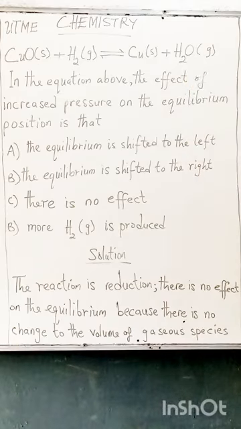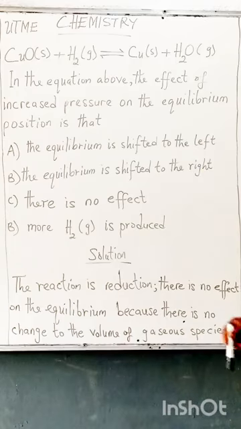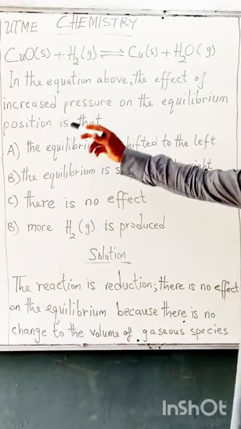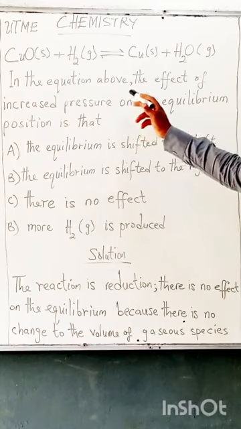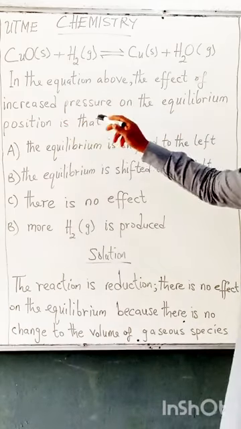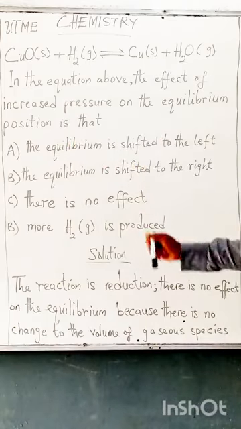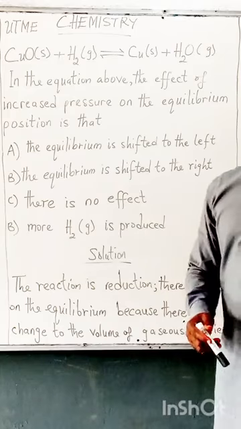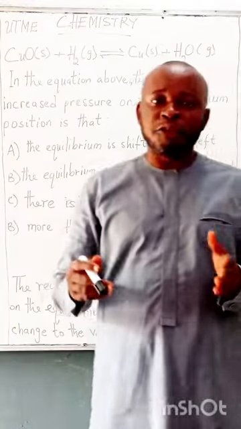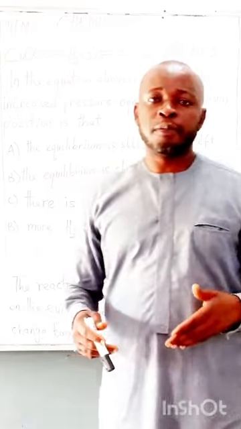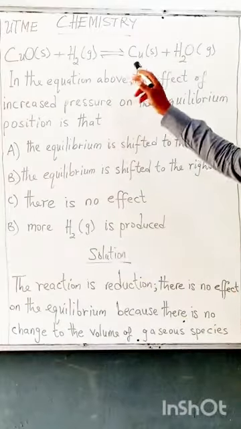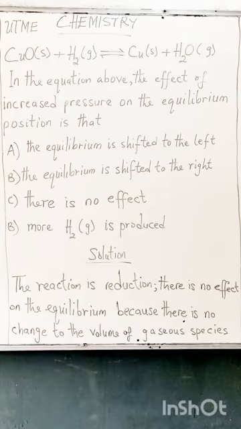And then a statement is made about this equation. The statement is this: in the equation above, the effect of increased pressure on the equilibrium position is dash. Some options are given. So we are being asked to say the effect of increased pressure on the equilibrium of this reaction going on here. What is the effect of increased pressure?